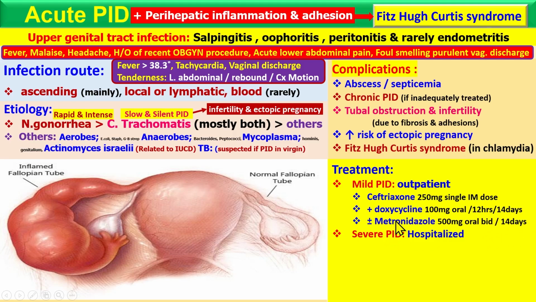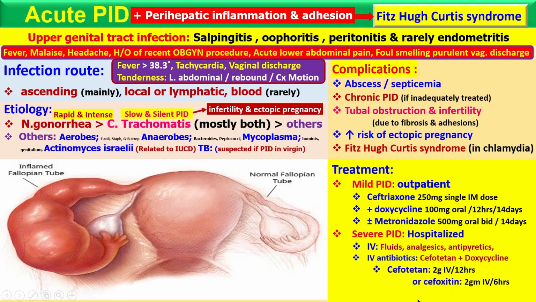Or you can add metronidazole, plus or minus, because this is usually used for anaerobic infection below the diaphragm, 500 mg orally bid for 14 days. So ceftriaxone is a single IM dose, and these two are for 14 days. In severe conditions, you give everything IV: IV fluid, IV analgesic, IV antipyretics, and IV antibiotics, mostly ceftriaxone and doxycycline. These are the dosages for ceftriaxone and doxycycline. So this is the treatment of mild and severe PID.